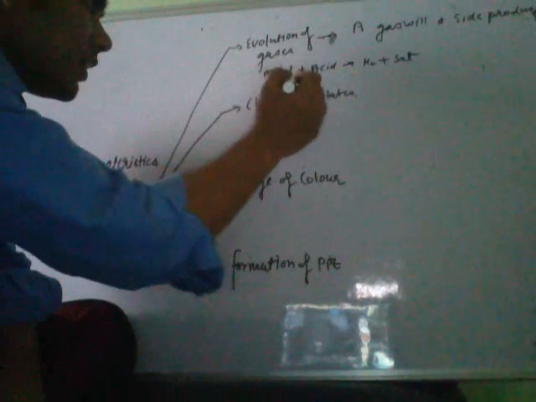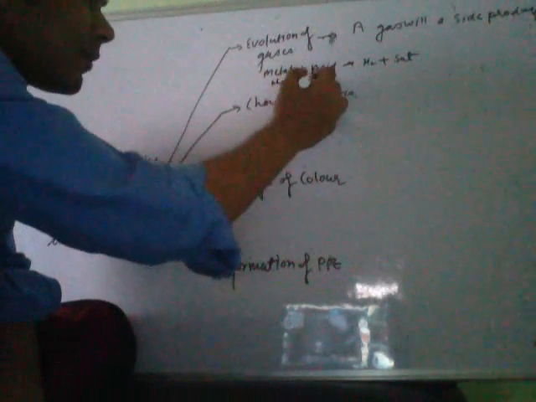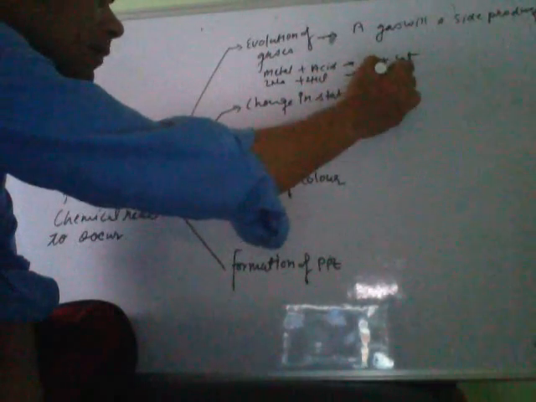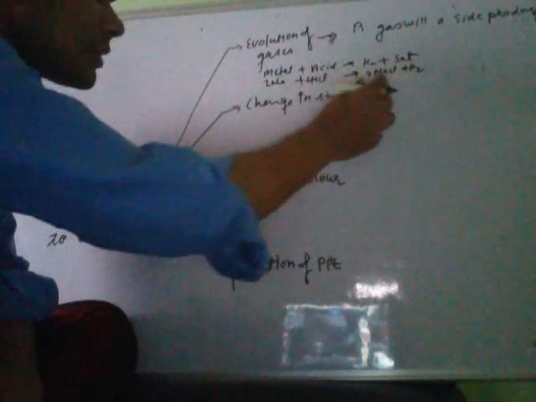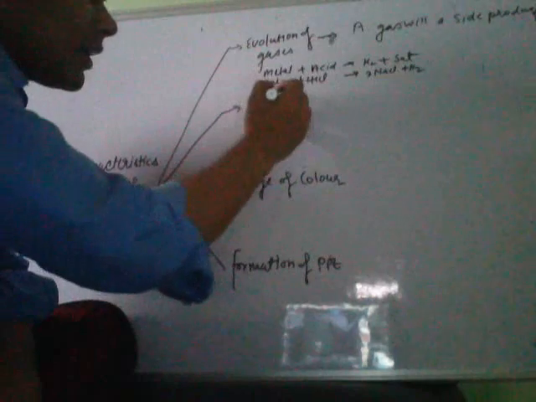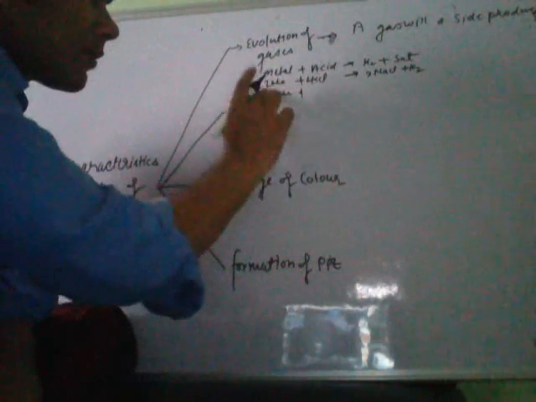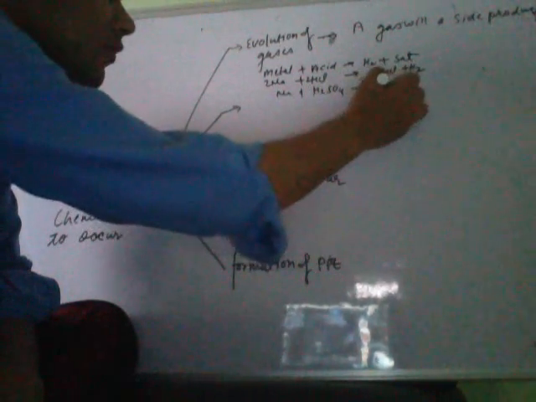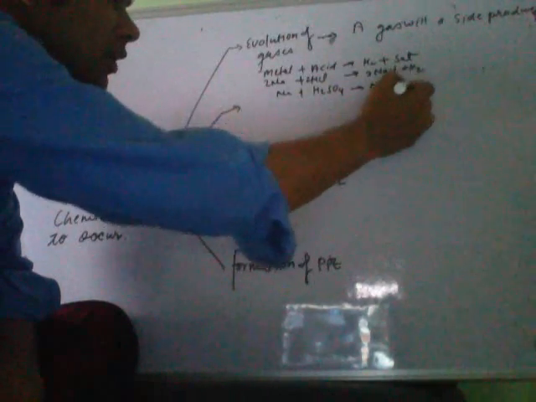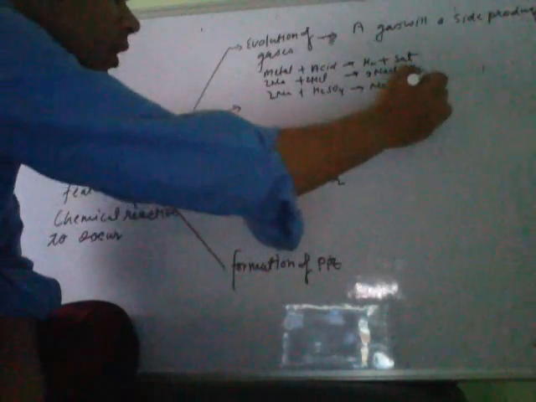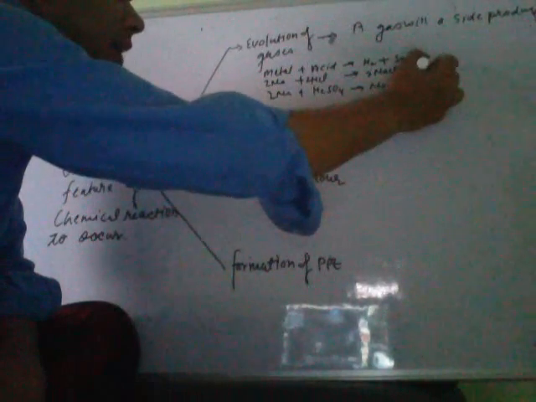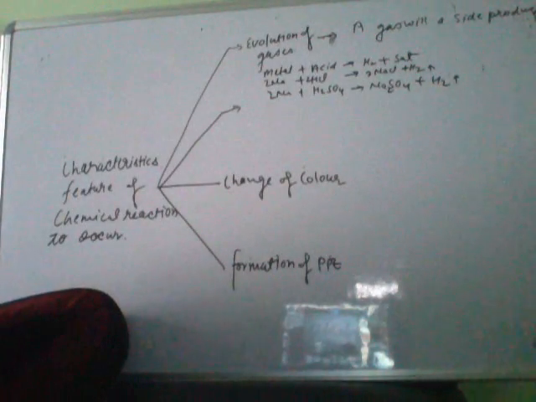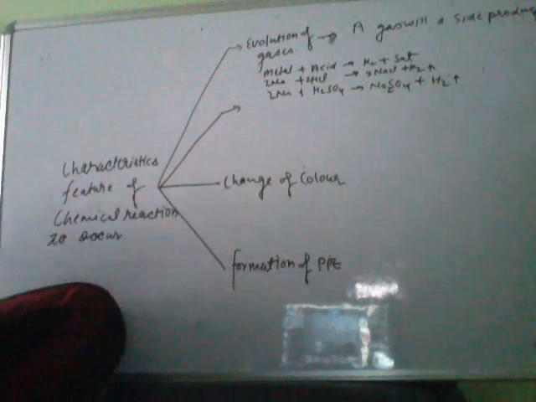Here I am taking Na metal. If you take 2 Na plus 2 HCl, you will get 2 NaCl, and here you are eliminating hydrogen gas. Again, if you take 2 Na metal plus H2SO4, you will get Na2SO4, and again hydrogen gas is formed. So the evolution of the gases takes place, and that is why it is the characteristic feature.